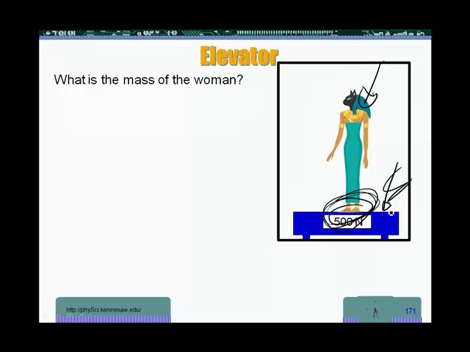In this particular case, since the woman is at rest, since the forces are balanced, the gravitational force acting on the woman is equal to the normal force exerted on the woman. Remember, this gravitational force is the Earth acting on the woman, and this normal force is the scale acting on the woman. And they are equal in magnitude because they are balanced.